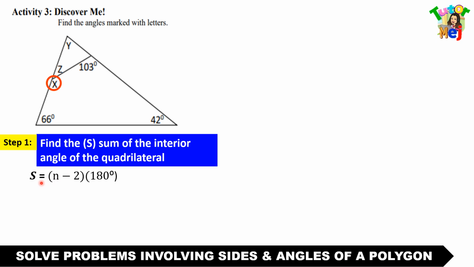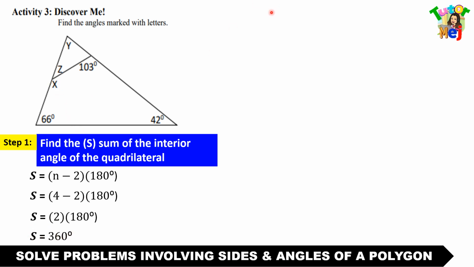Okay, so S now is equal to n minus 2 times 180 degrees, where your n is the number of sides. So, ibig sabihin, we have now 4 minus 2 times 180 degrees. Now, subtracting 4 minus 2, we have 2. Multiplying that one, we get 360 degrees. Ibig sabihin, ang sum measure dito sa loob ng quadrilateral is 360 degrees. Kailangan nating alamin ito para makuha natin yung value ng ating x.